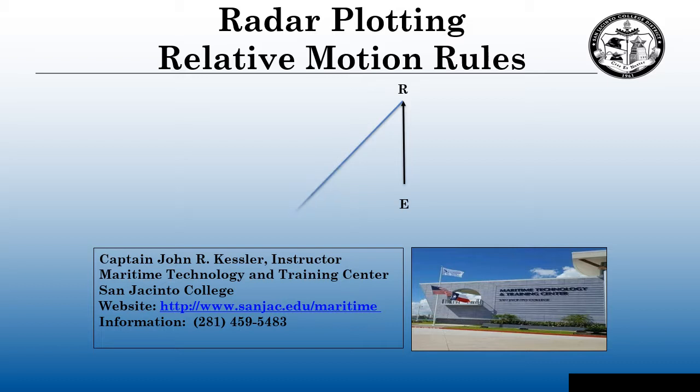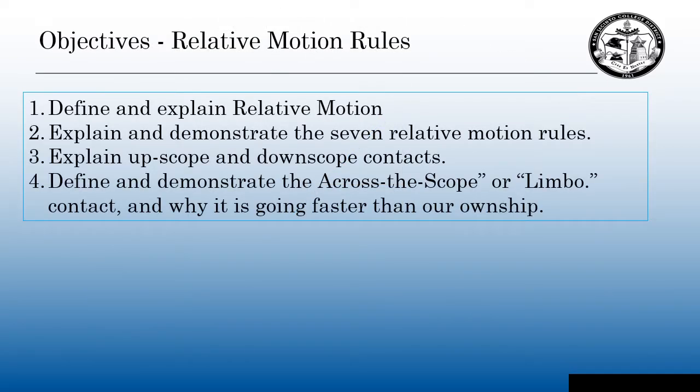Greater plotting. In this video, we will discuss the relative motion rules. The objectives for this presentation are: one, define relative motion. Two, explain and demonstrate the seven relative motion rules. Three, explain the upscope and downscope contacts. And four, define and demonstrate the across the scope or limbo contact and why it is going faster than our own ship.